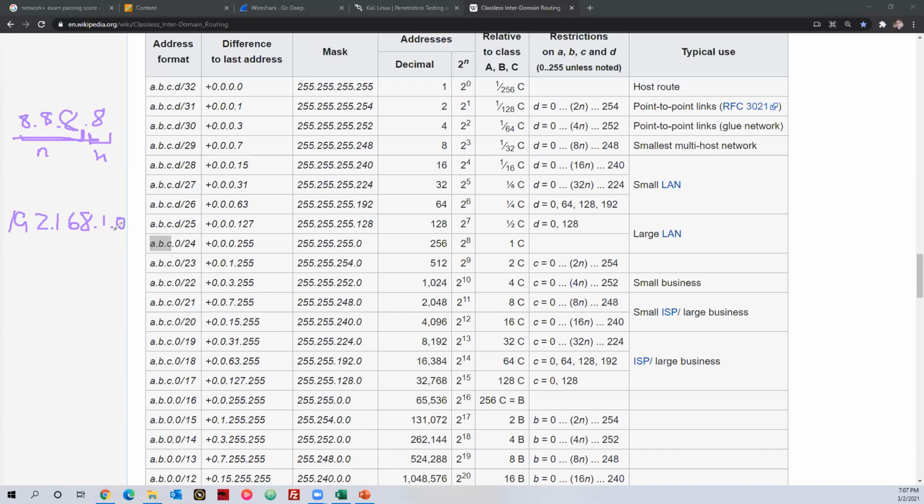192.168.1.0. This is your gateway, and it goes all the way down to 192.168.1.255, which this one you don't use for hosts, and this one you don't use for hosts, but everything in between, 1, 2, 3, 4, all the way to 254, you can use for hosts. This is your typical one here.